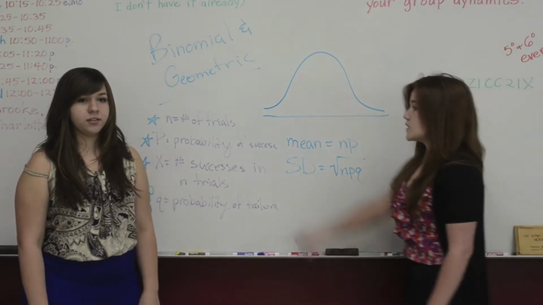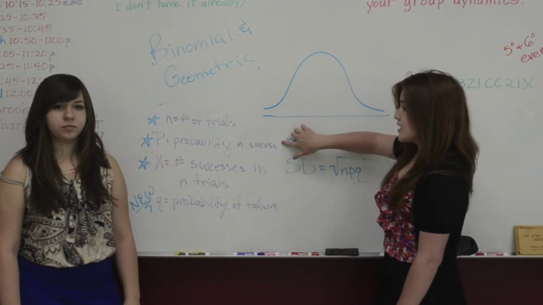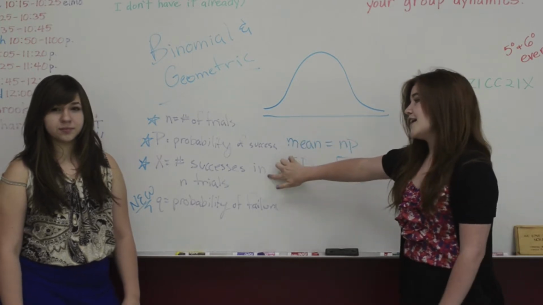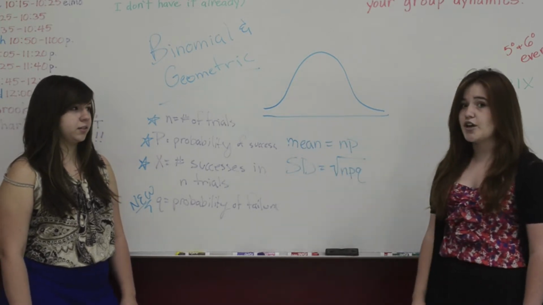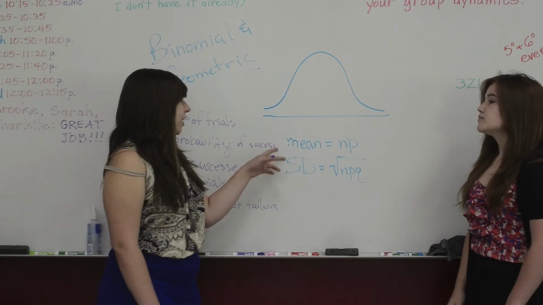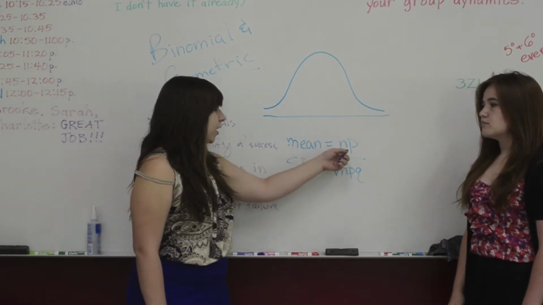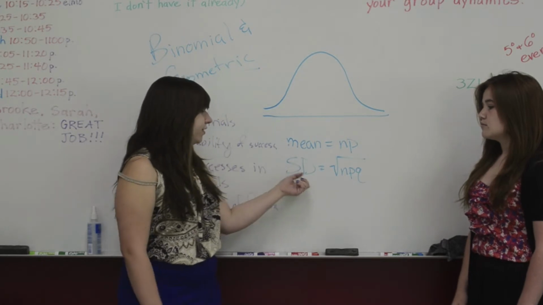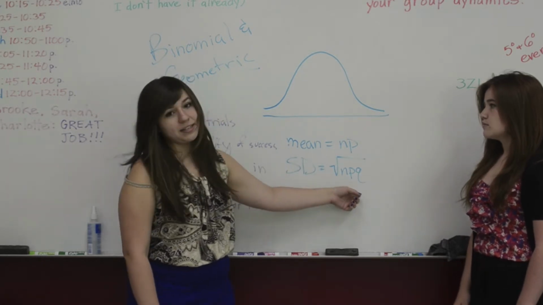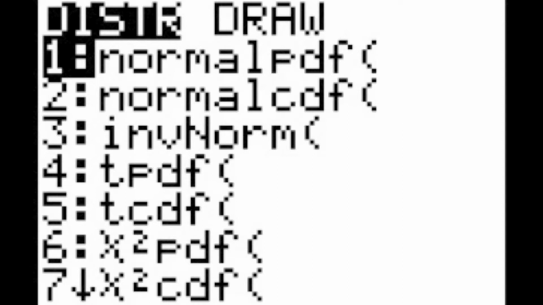Some of the old values are n equals the number of trials, p equals the probability of success, and x equals the number of successes in n trials. There will also be some new calculations being introduced: the mean, which is n times p, and the standard deviation, which is the square root of n times p times q. These normal distributions are created using a function called normal.